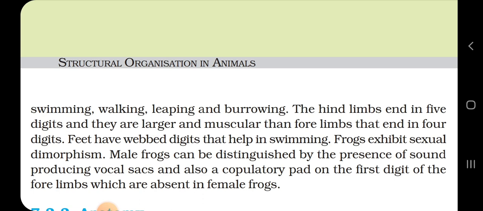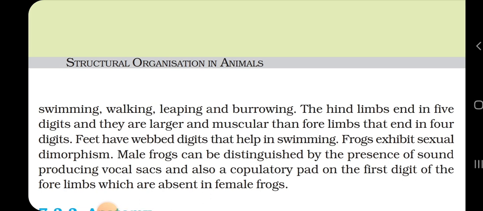Frogs exhibit sexual dimorphism. Male frogs can be distinguished by the presence of sound producing vocal sacs and also a copulatory pad on the first digit of the forelimbs, which is absent in female frogs.